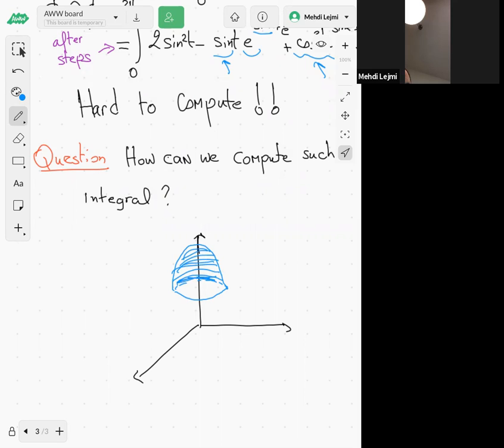Right, this was our surface S. This is our surface S, and the boundary of the surface S was this circle. Here we have 1 over e, and here at the top we have 1.